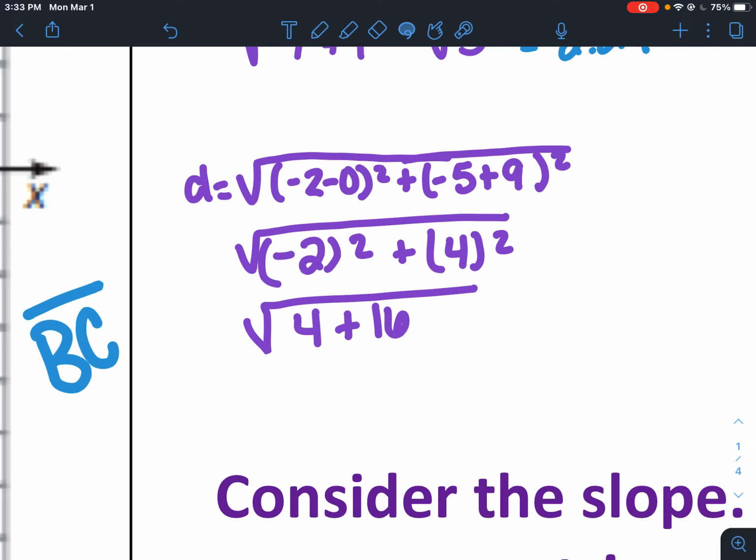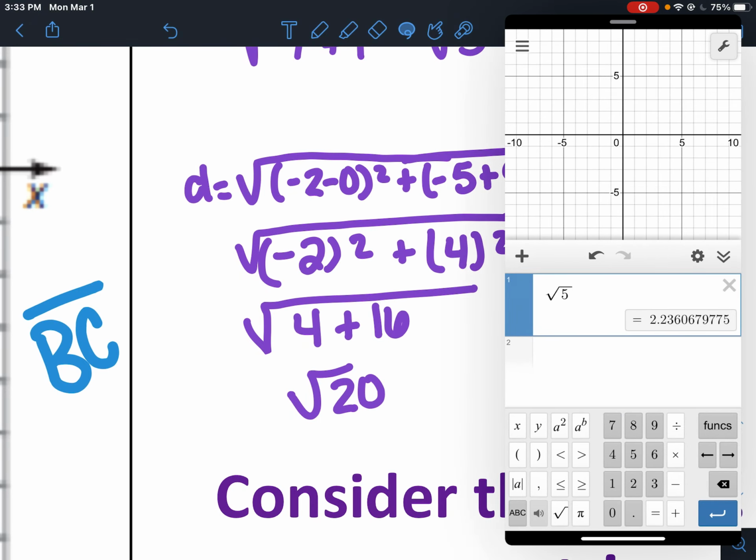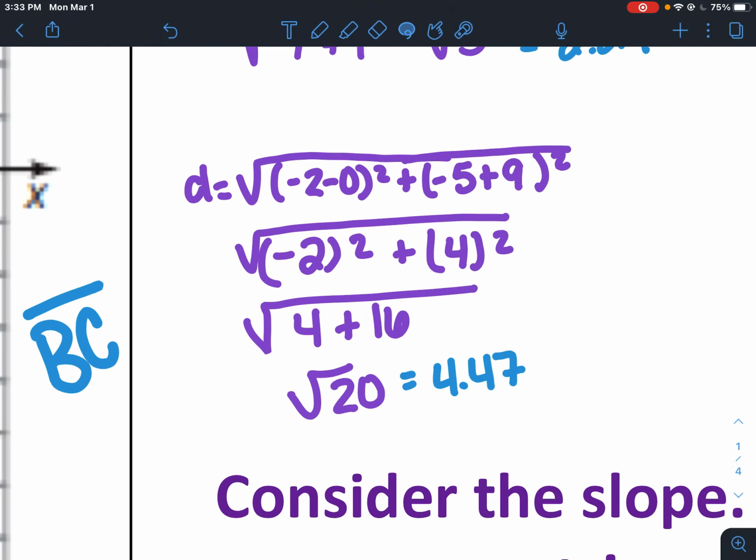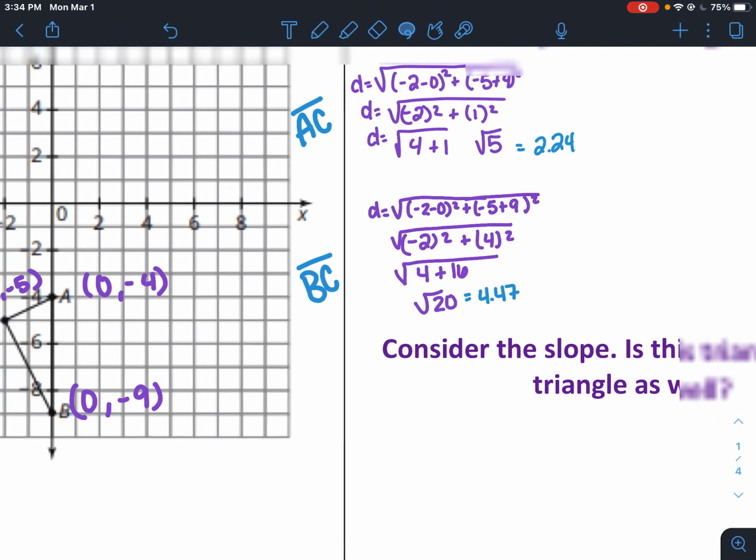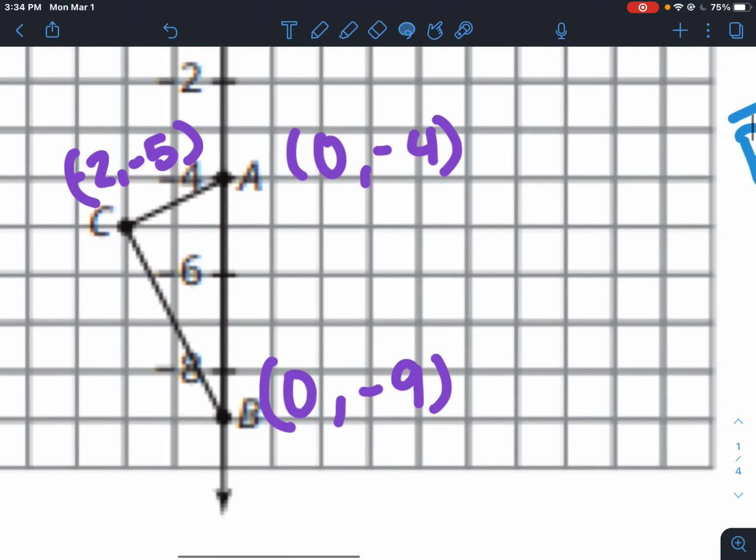Then I need to do the addition inside of the square root. So 4 plus 16 is 20. Again, go to Desmos. Square root of 20 is 4.47. So we'll write that down. Okay, now our next side length, we could absolutely use the distance formula.